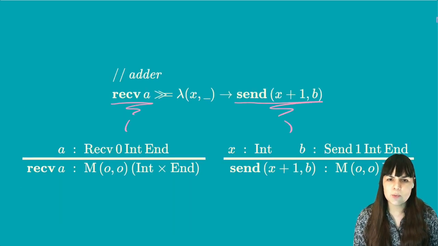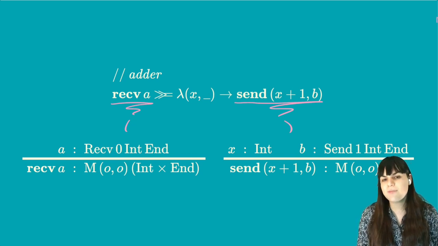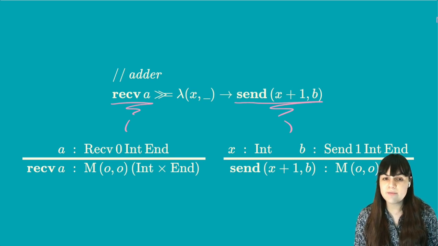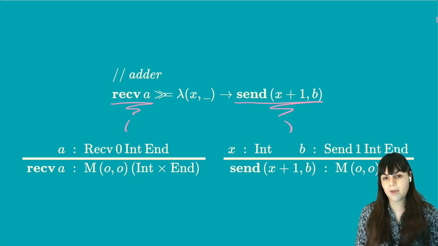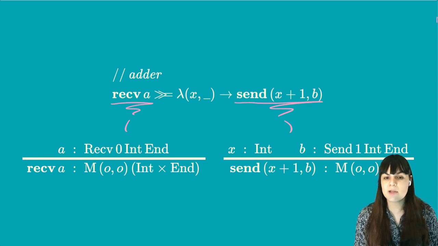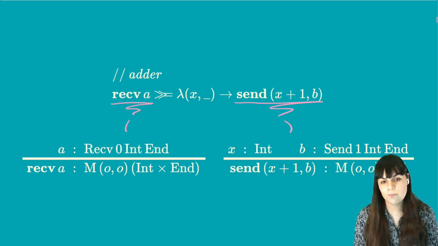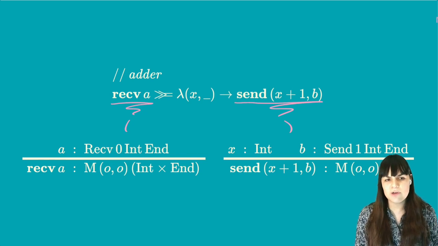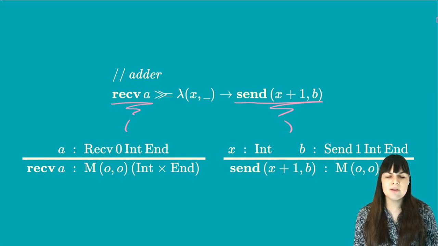And using these bits and pieces, we can type part of our example. Specifically, we can type the individual actions. So if A is a channel over which you should receive an integer, then receive of A is a communication action which returns a pair of an integer and a closed channel. And if X is an integer and B is a channel over which we should send an integer, then send (X plus 1) B is a communication action which returns a closed channel and sends X plus 1 over B. Right, so we've got these two individual bits. What about that stuff in the middle? What about that monadic bind?